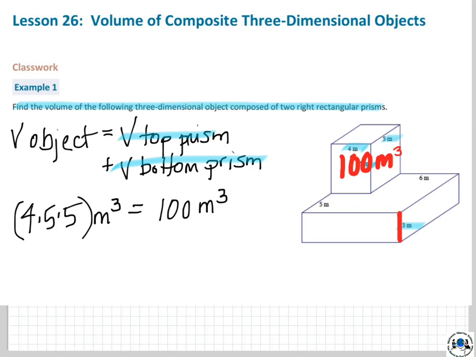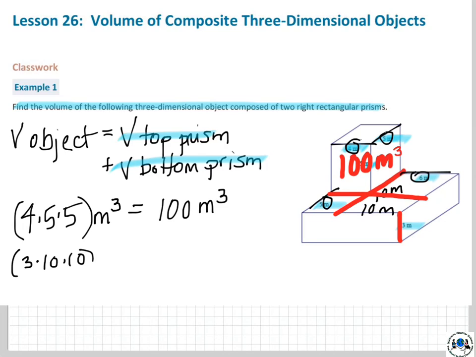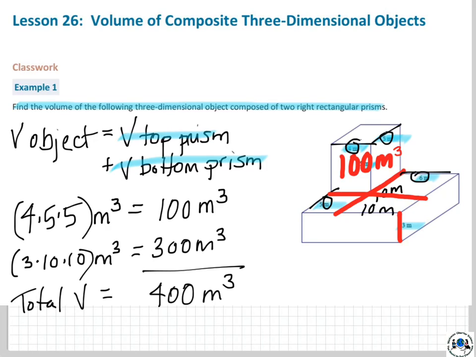Let's get the volume of the bottom prism. We have our 3 there, and then we have 10 meters that way, because that's the 5 plus the other 5 here. So we have 5 there and then 5 here, giving us our 10 meters across. And then we have 6 and 4, so we got 4 there and 6 there going that way, and therefore we have 10 again. So we have 3 by 10 by 10 meters cubed, 300 meters cubed for the bottom prism. Altogether our total volume is 400 cubic meters.